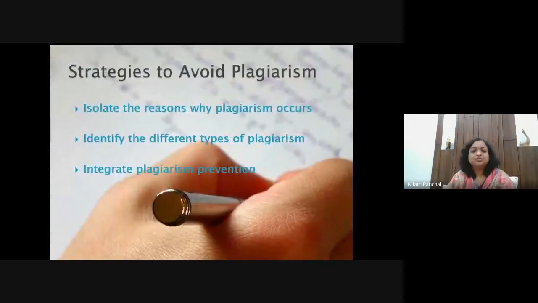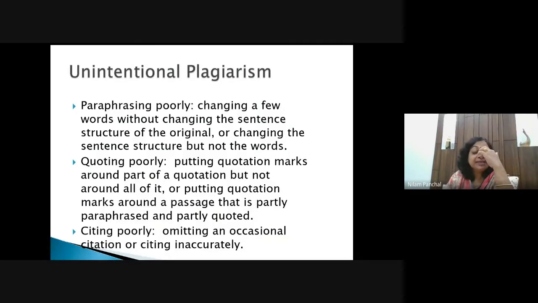So, what are the strategies to avoid plagiarism? Isolate the reasons why plagiarism occurs, identify the different types of plagiarism, and integrate plagiarism prevention. Let us try to see what is unintentional, because many times we say, no, no, I have not copied, there is no plagiarism, but there is certain unintentional plagiarism also that we need to know. So, one is paraphrasing poorly: changing a few words without changing the sentence structure of the original, or changing the sentence structure but not the words.